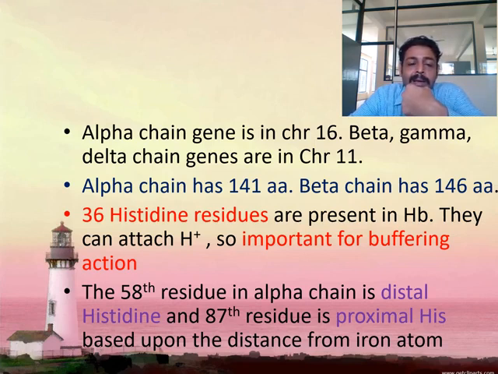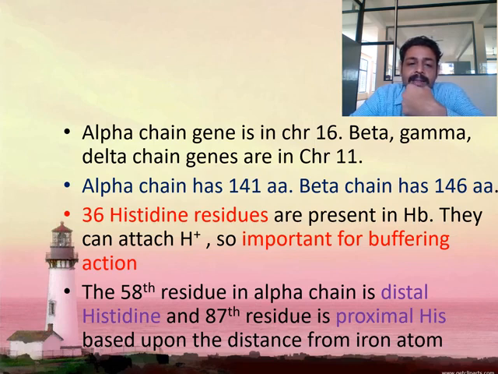If a little bit of acid is added, our blood can withstand the pH change. Our pH will not change because of buffers. Buffers are substances which do not allow the acid to decrease the pH. This resistance to change in pH is called buffering action. So hemoglobin is an important buffer because of 36 histidine residues.